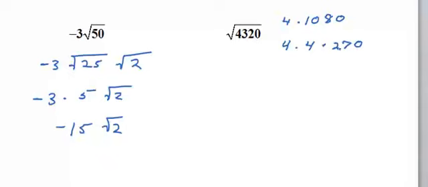Do we see any perfect squares that divide into 270? Well, 9 goes into 27, so it's going to go into 270. So 4 times 9. And we take our calculator, we divide 270 by 9, and we wind up with 30. Are there any perfect squares that divide into 30?